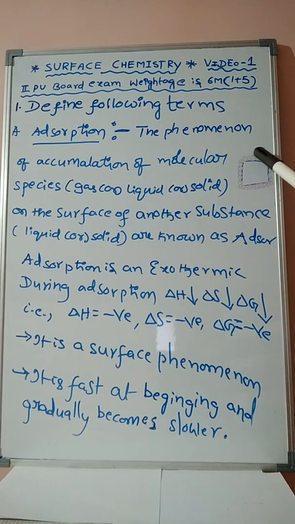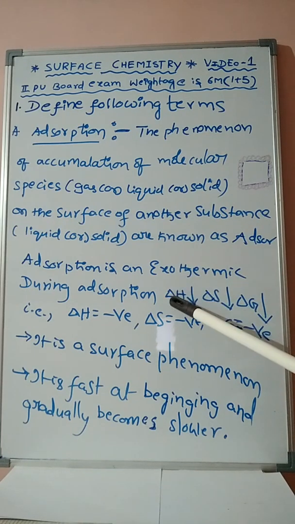When molecular species accumulate on the surface, the orderliness increases. We know that entropy is a measure of disorderliness. Disorderliness increases, entropy increases. Disorderliness decreases, entropy decreases. Here, when molecules accumulate on the surface, disorderliness decreases, hence the change in entropy decreases. Once again, repeat, student: when molecules accumulate on the surface, the orderliness increases, disorderliness decreases. Entropy is a measure of disorderliness, so here disorderliness decreases means entropy also decreases.